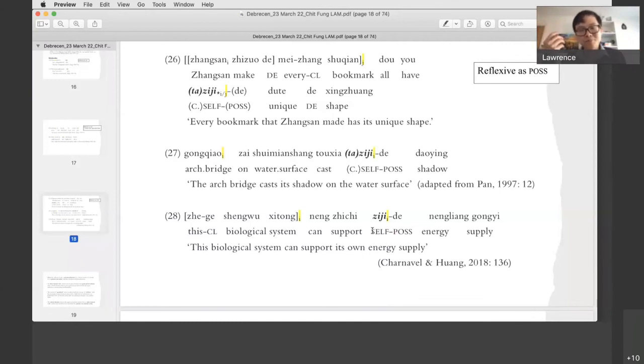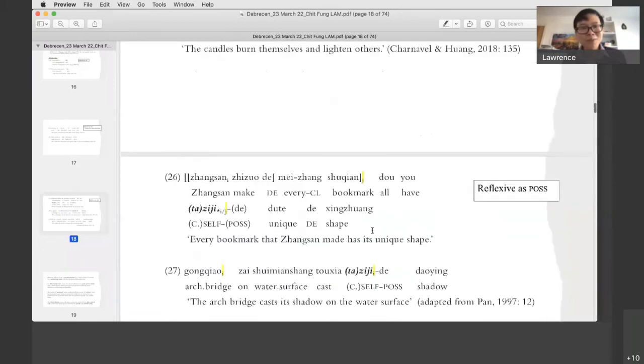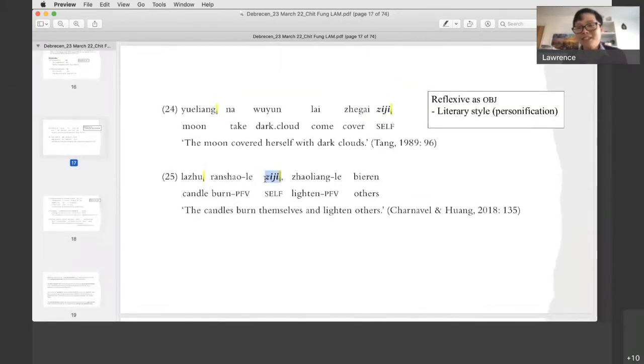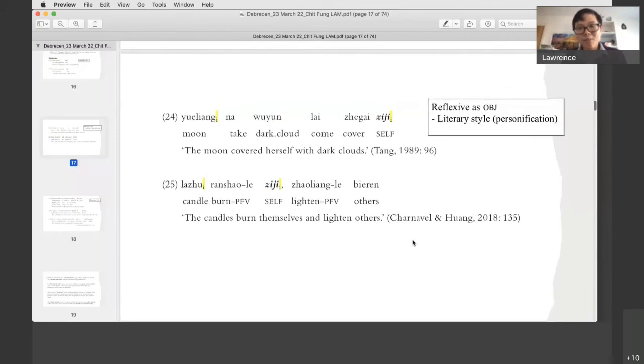But at the same time, most of the time when we say that, we are trying to make it sound alive, for example, the candle burns itself and lightens others, or the moon covers itself, a very literary way of saying it, a personification style. I'm aware that Jonathan and Wang might have a slightly different perspective, because they don't really point out that it's a literary style. But I think early studies pointed it out, that it is about the stylistic differences.